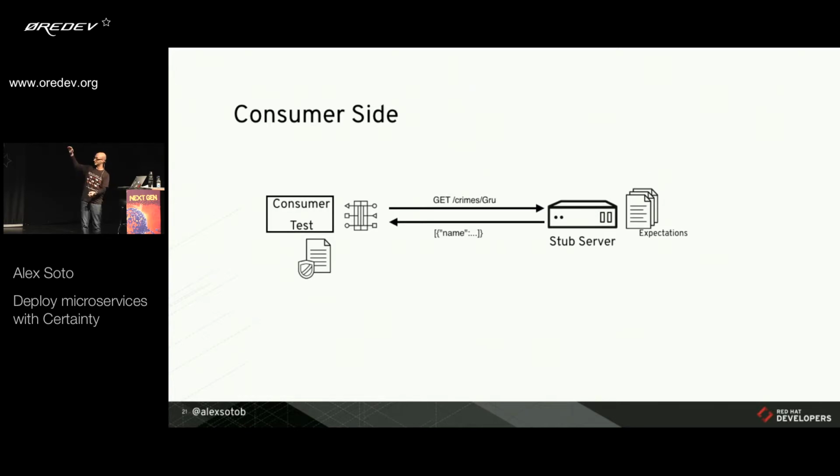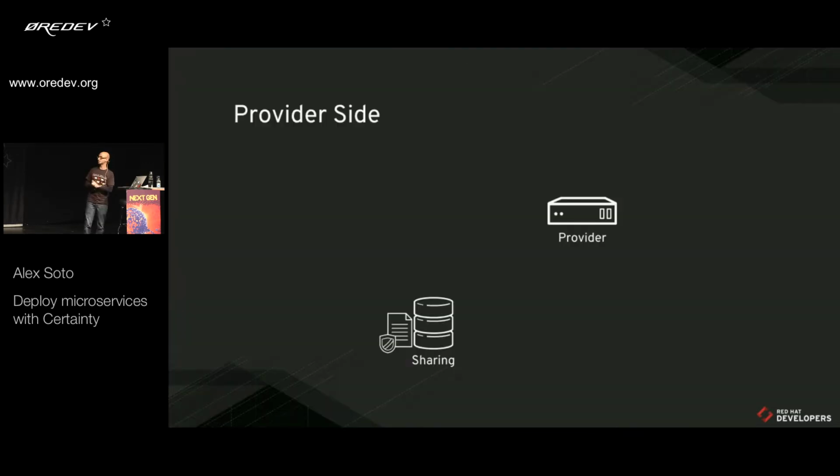So at the very end, what you have is a big file with all the interactions, with all the rules that need to be followed by the provider. Notice that this is not the real provider, so this contract must be shared with the provider's team. Probably what you're going to do is create a sharing repository, for example a Git repository or a shared folder or any kind of broker to store this artifact, which is in fact the contract. What's happening on the provider side?